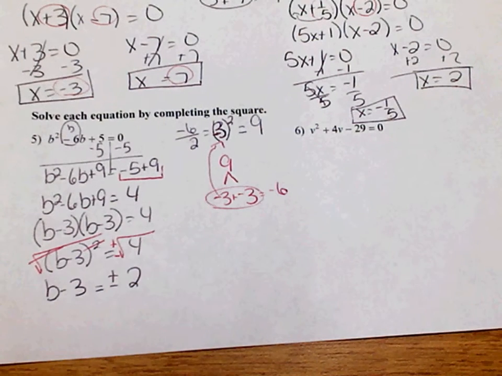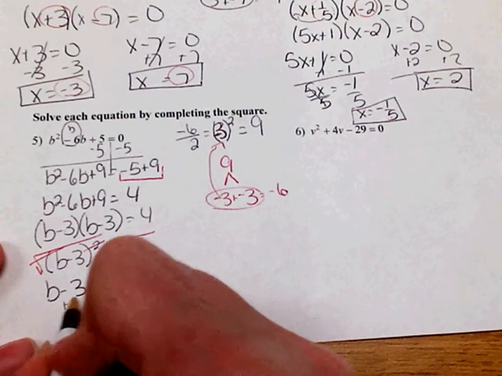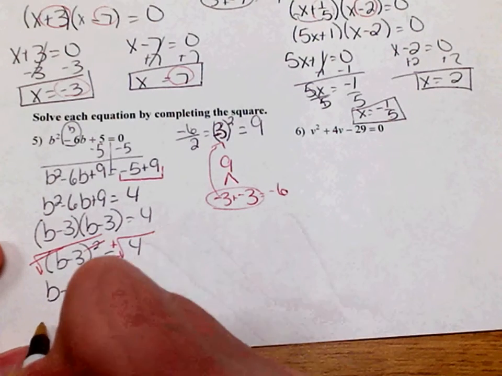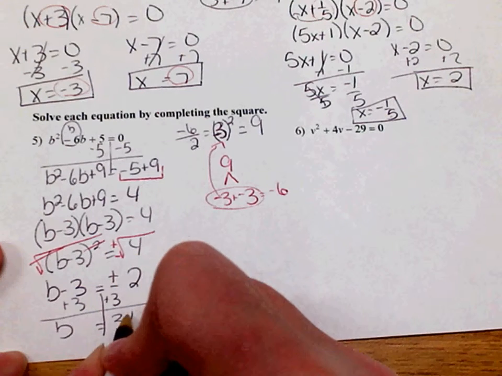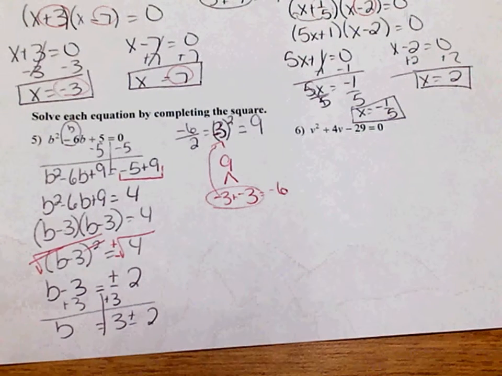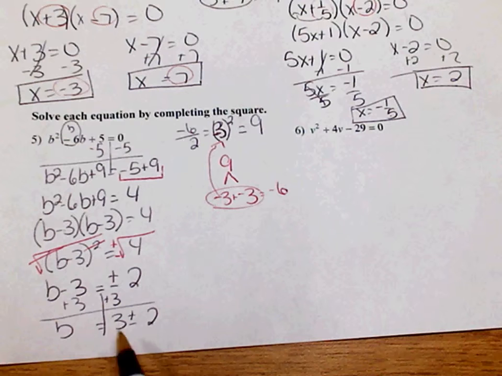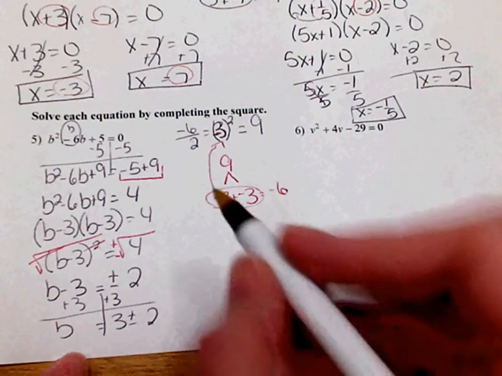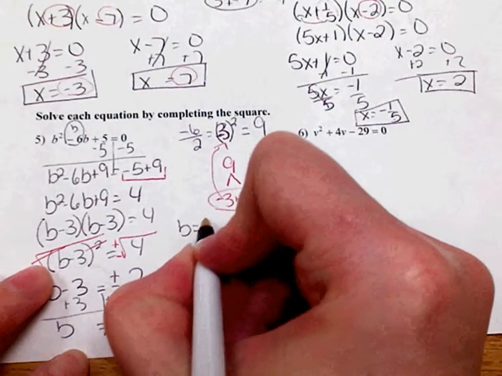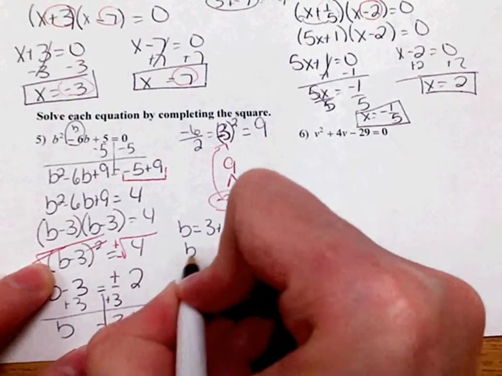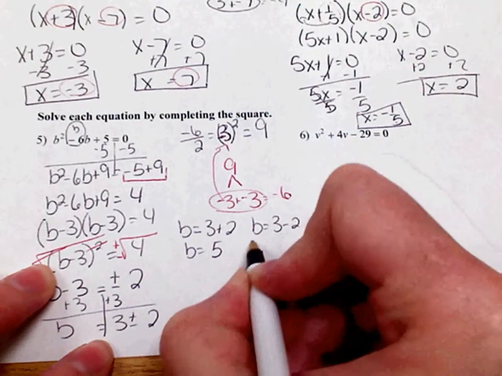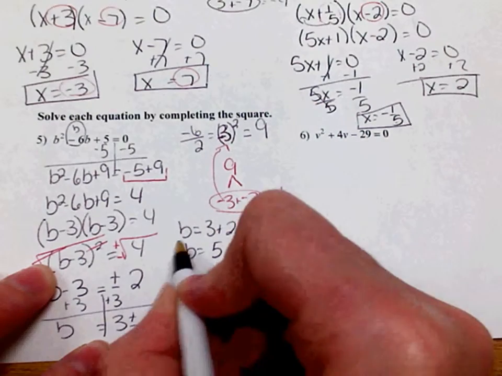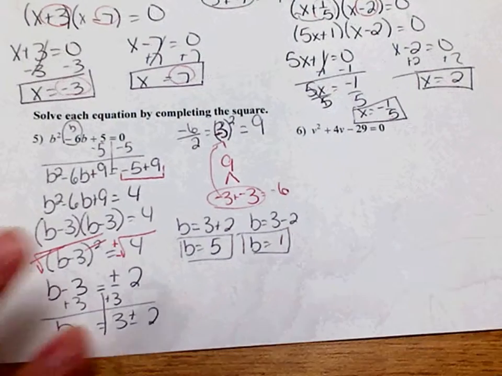Okay, so then here we're going to add 3 to both sides. So then we have b equals 3 plus or minus 2. Now, this one does not have a square root on it, so we can divide this into 2 different things. b equals 3 plus 2, which means b equals 5. And b equals 3 minus 2, which means b equals 1. So those are our zeros.